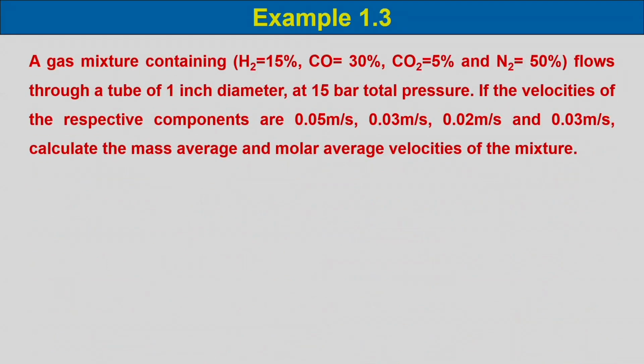Let us take an example. A gas mixture containing hydrogen 15%, carbon monoxide 30%, carbon dioxide 5% and nitrogen 50% flows through a tube of 1 inch diameter at 15 bar total pressure. If the velocities of the respective components are 0.05 meter per second, 0.03 meter per second, 0.02 meter per second and 0.03 meter per second, then calculate the mass average and molar average velocities of the mixture.